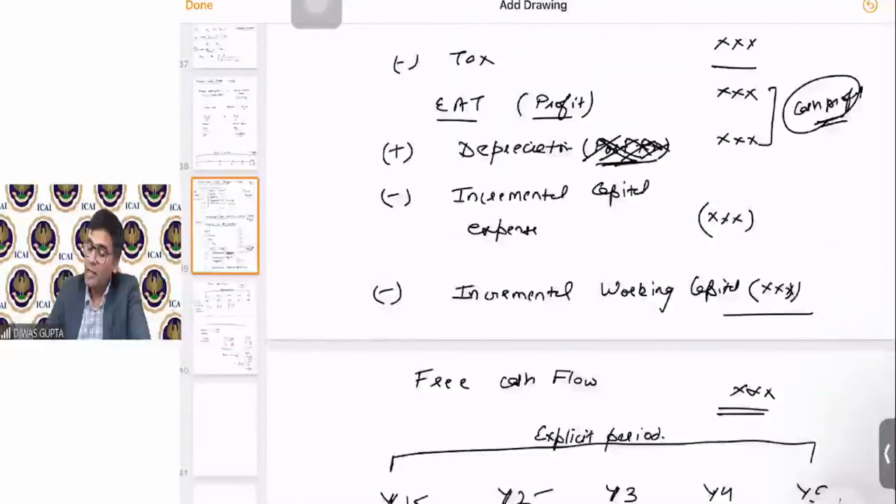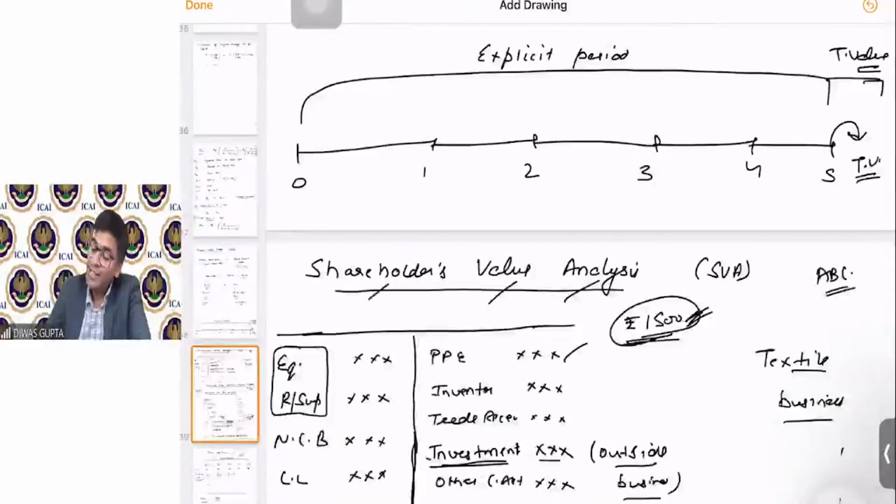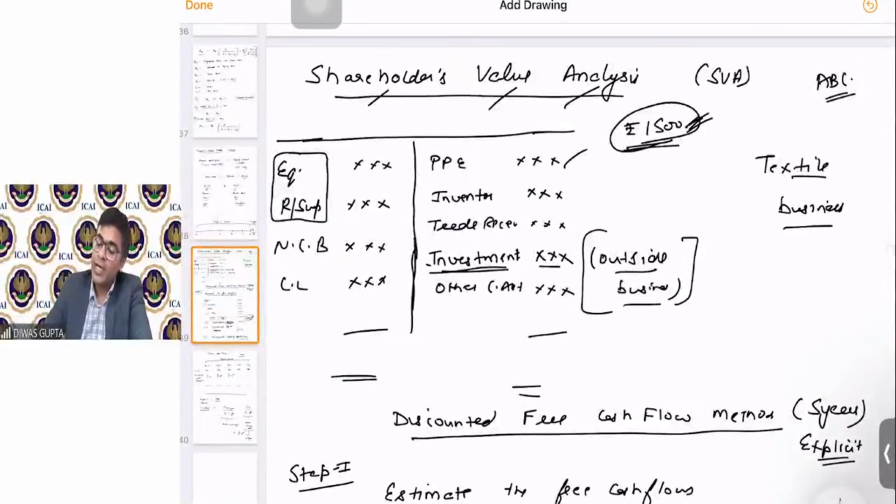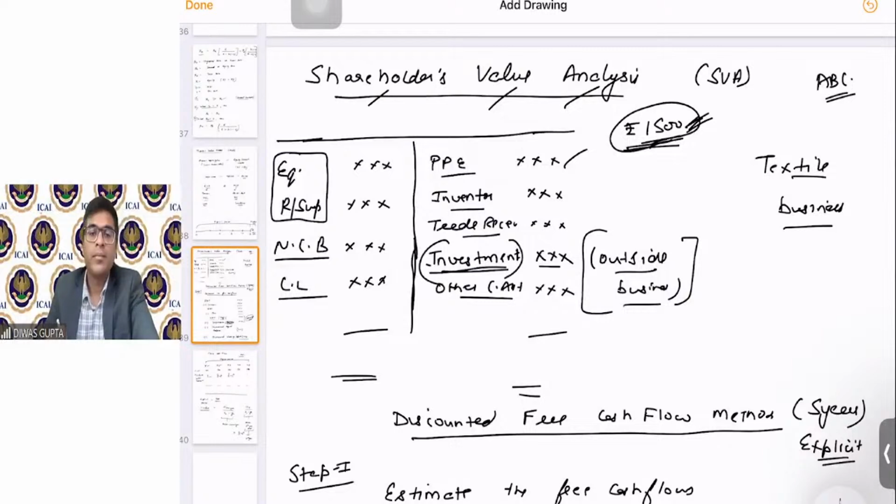See, now hear me out, students. I have mentioned that outside business, there are some investments. So that means this 1500 crore is a value assigned to PPE, inventory, trade receivable, other current asset, current liability, and non-current borrowings. It is not assigned to investment. Correct? It is not assigned to investments.